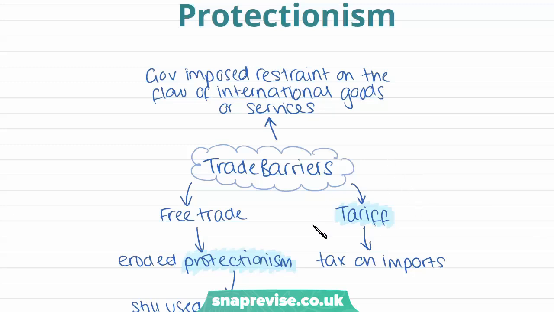So we have what are called trade tariffs, which are taxes on imports. So countries will have to pay a certain amount of money in order to trade. So that's what a tariff is, it's a tax. And tariffs tend to be the most common trade barrier that we see.